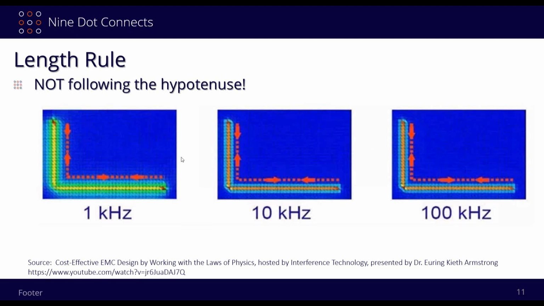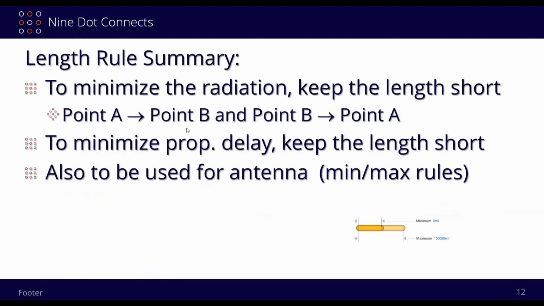Okay. So going back to our rule here, to summarize this rule, to really minimize radiation, we do want to keep the length short. And if you say, hey, look, I really want to keep it within a certain distance, you certainly can do this with this rule. And we always have to remember, especially us logic guys who come from the old school, we're not only going from point A to point B, but we're going back from point B to point A. And to minimize the propagation delay, in digital, we just have to keep that length short.